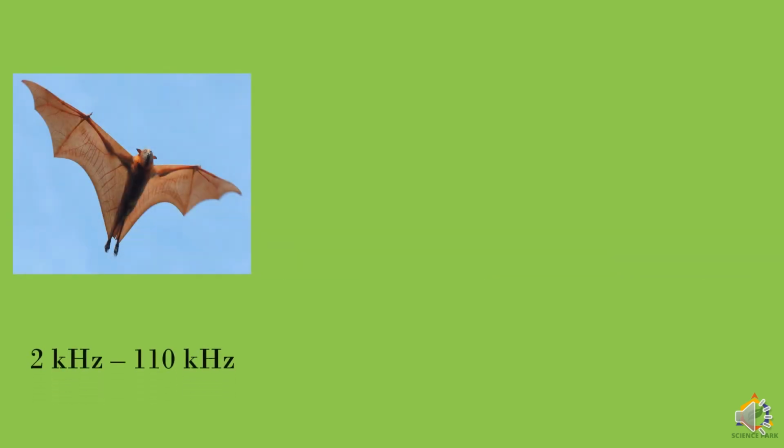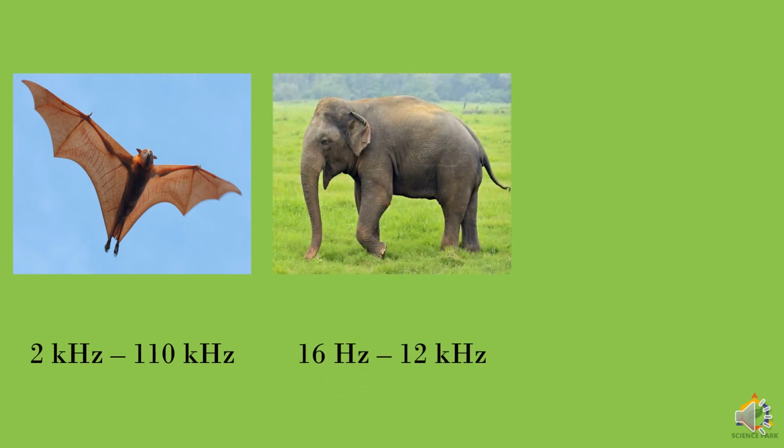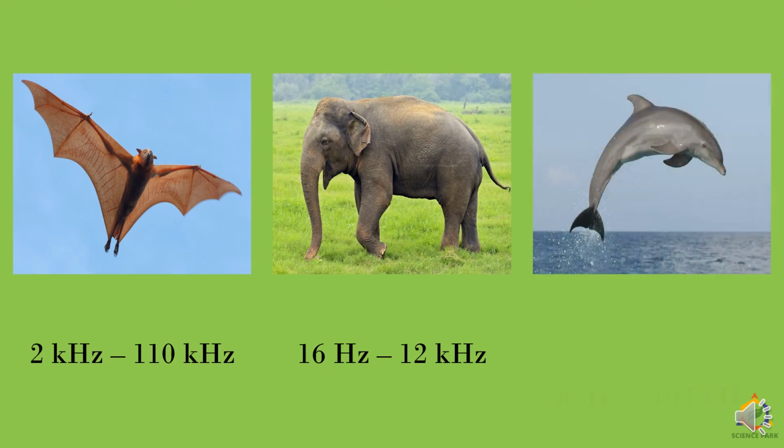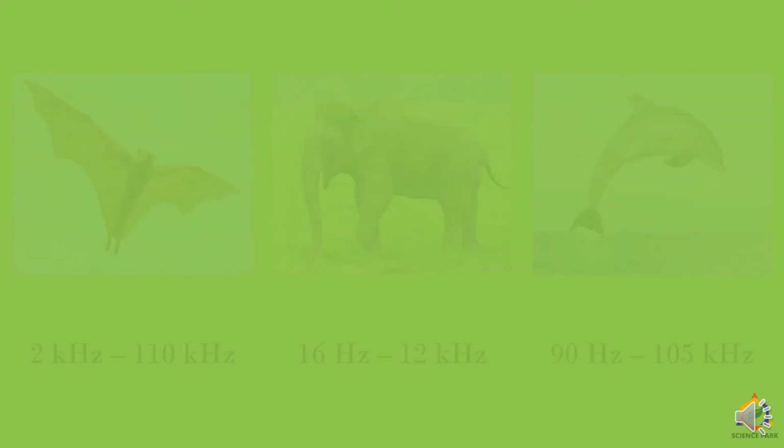So we'll begin with bats. The range is quite high. It starts from 2 kilohertz to 110 kilohertz. So it is mainly in the ultrasonic region. Then for elephants, it is 16 hertz to 12 kilohertz. In dolphins, the range is huge. It starts from 90 hertz till 105 kilohertz. Again, the range of dolphins is more in the ultrasonic range.